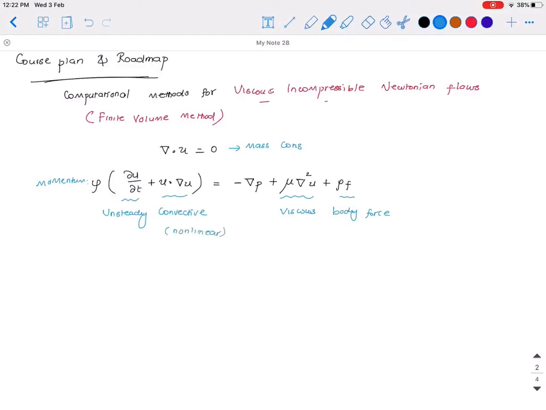I will share a link for the derivation of this equation. You have to go through it and spend time to understand how we obtained this equation.